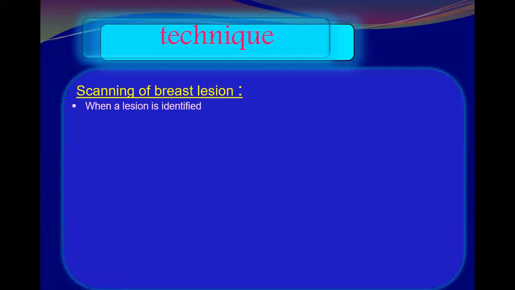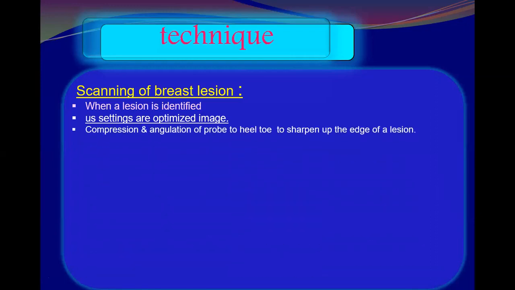Okay. Again, in conclusion, when scanning breast lesions, when a breast lesion is identified, we have to re-optimize the image. I mean by resetting the machine, though currently in modern machines auto regulation can optimize it automatically. Okay.